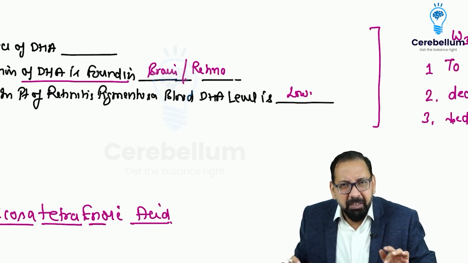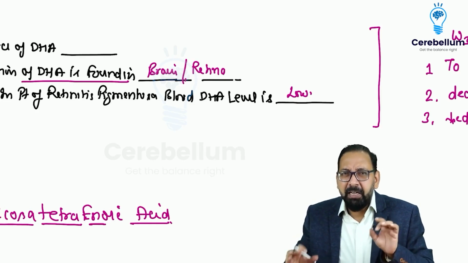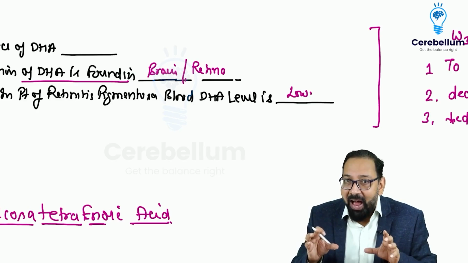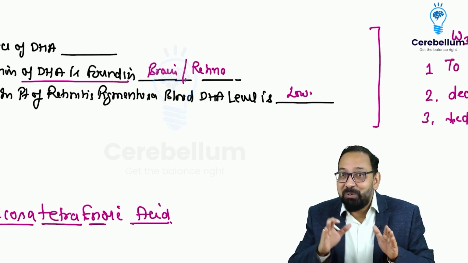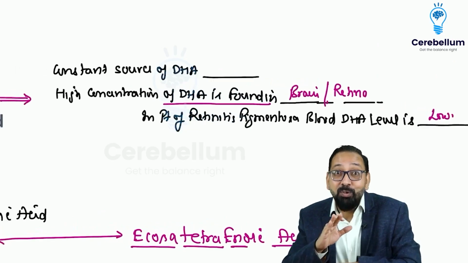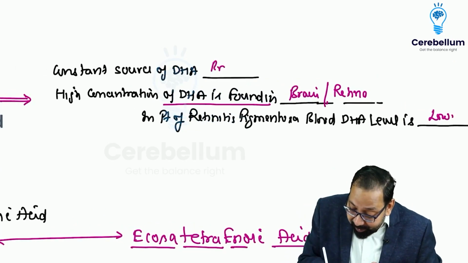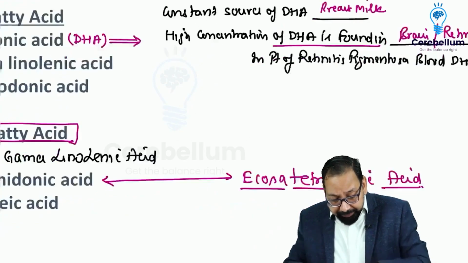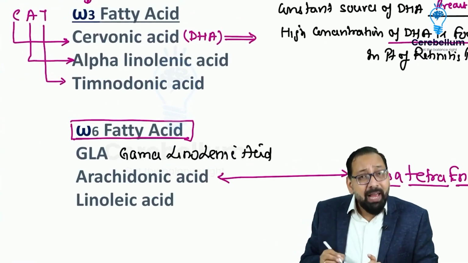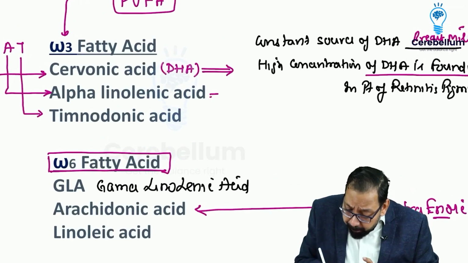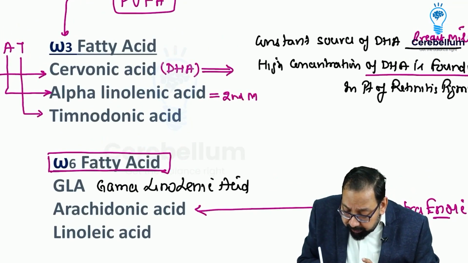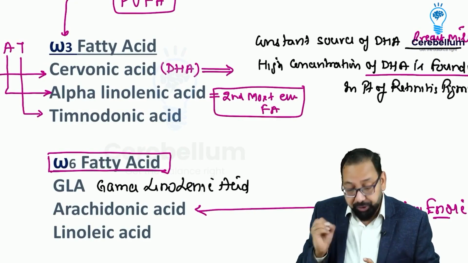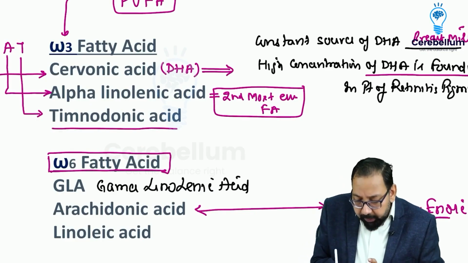Nature is very wise, and that's why nature keeps DHA in high concentration in breast milk, with exclusive breastfeeding up to 6 months. So the constant source of DHA is breast milk. We found that alpha-linolenic acid is the second most essential fatty acid. Then timnodonic acid, the name is sufficient.